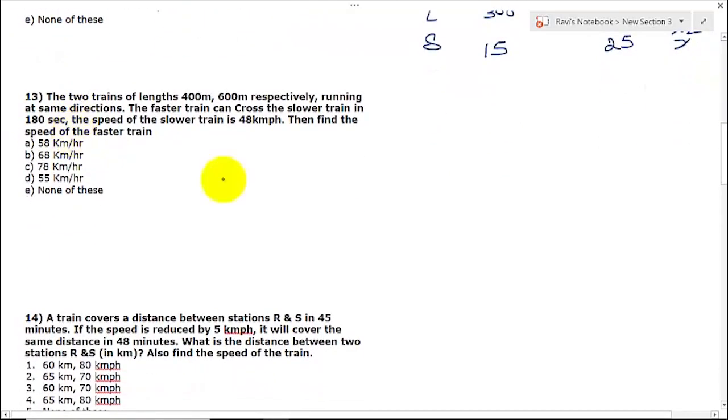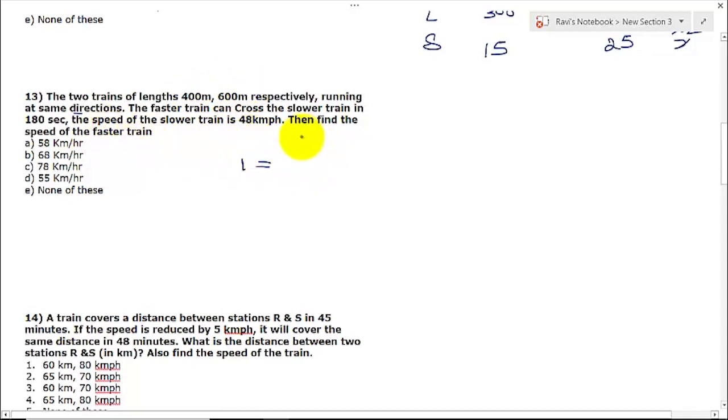Let us go to question number 13. Two trains of length 400 meter and 600 meter respectively are running in the same direction. The faster train can cross the slower train in 180 seconds. The speed of the slower train is 48 kilometers per hour. Find the speed of the faster train. Since the speed is in kilometers per hour and the value is 48, we will not convert it, but we will convert the distance. 400 plus 600 is 1000 meter, so in kilometer it will be 1 kilometer.